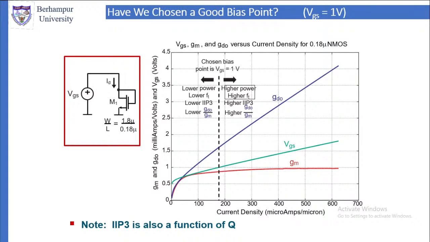So for high power, you require higher FT, higher linearity, and higher GDO by GM. So you can see here, higher GDO by GM on the left side; lower GDO by GM and higher linearity is on the right side, lower linearity is on the left side.